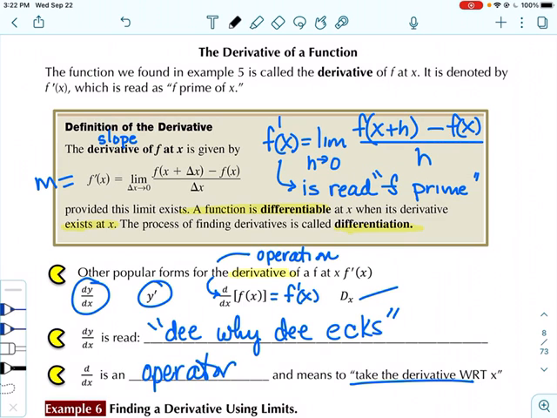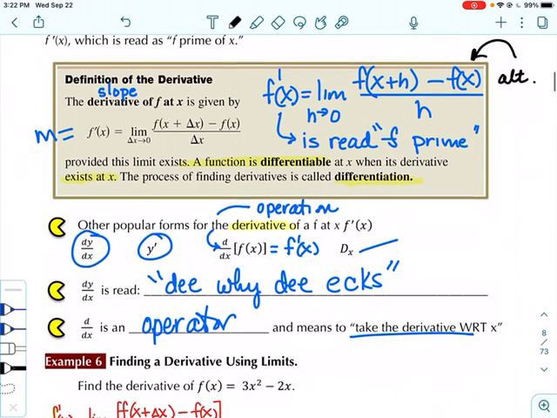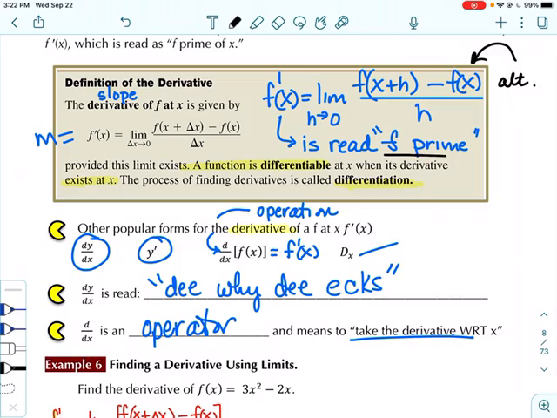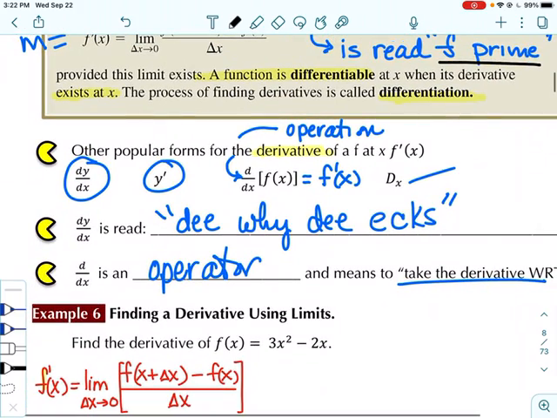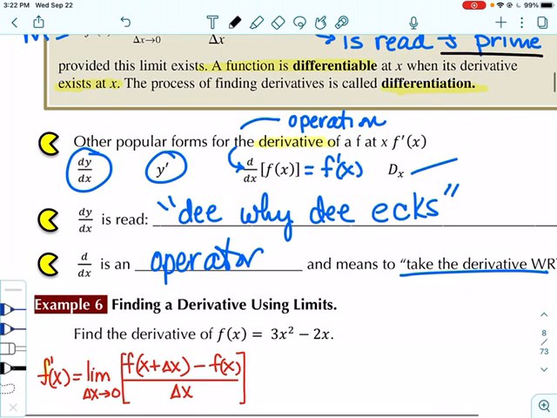So the derivative of f at x is given by f prime, but I'm thinking, okay, that's the slope of the function at some x value. So the alternative way to say that, remember, is if you have h instead of delta x. And again, we read that f prime of x, we call it f prime. Other forms for the derivative of f of x at f prime are dy dx, it's this one, y prime, that's this one.